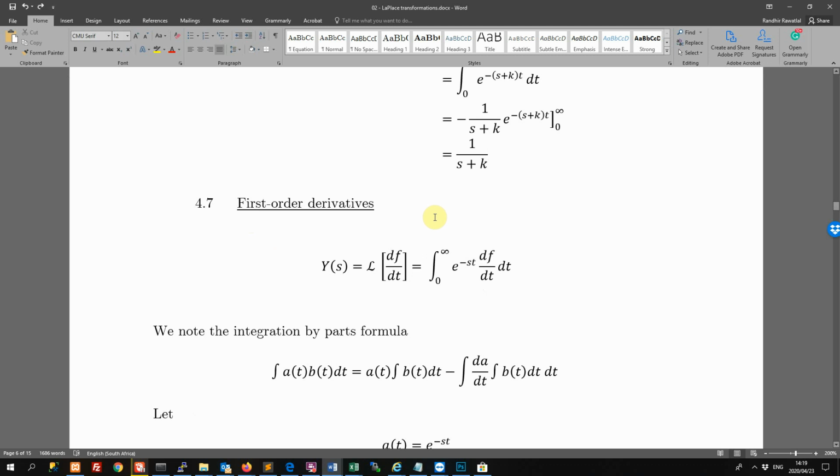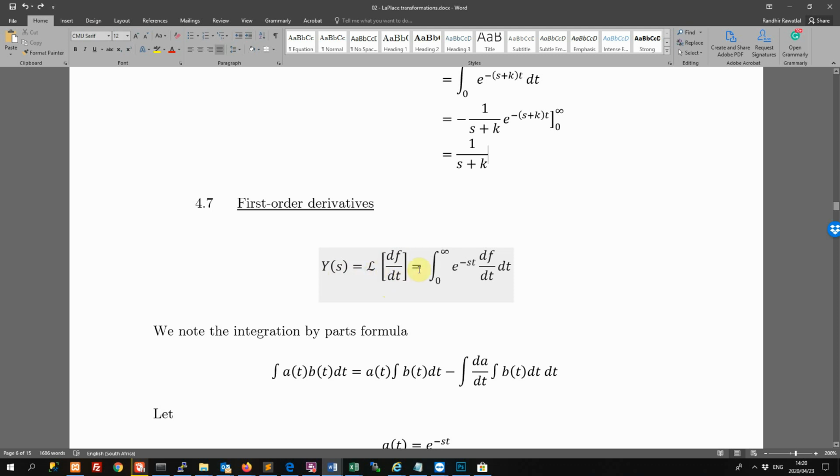Looking then at first order differentiation, if we have the function this time as df dt, right? So the time function we are putting in is actually the derivative of some other function f. So note here, this transformation is not a transformation of f itself. It's the transformation of the derivative, the time derivative of f.